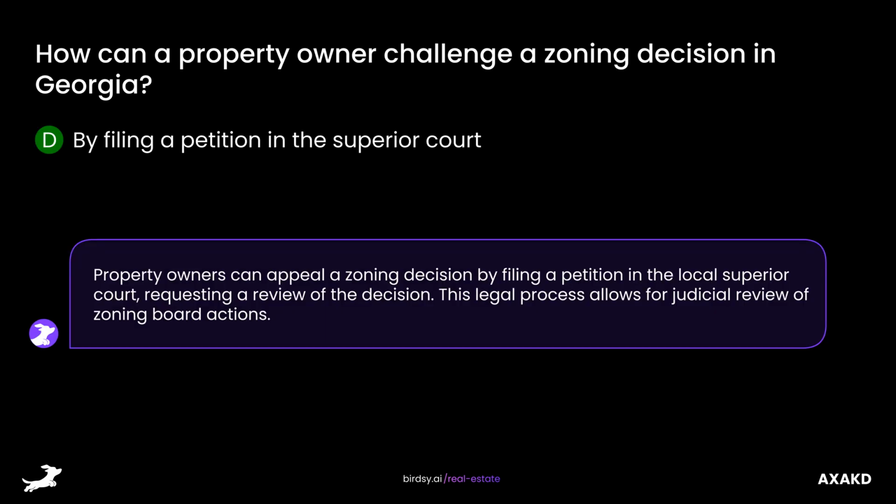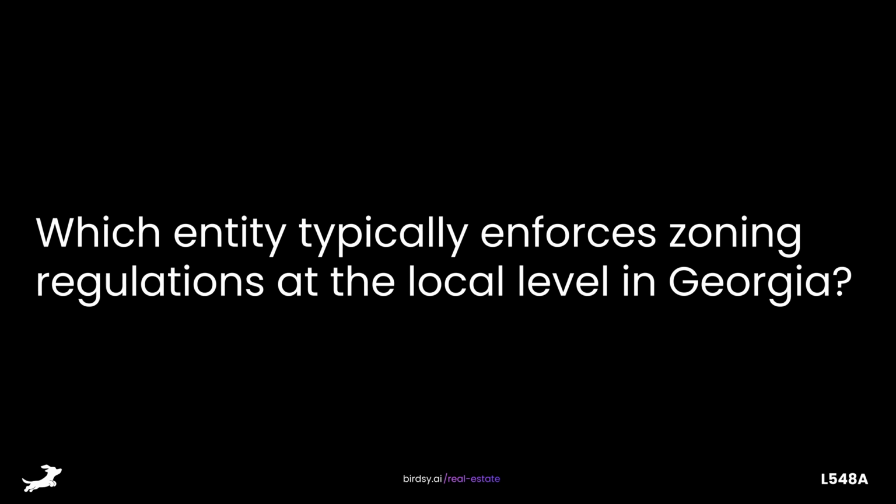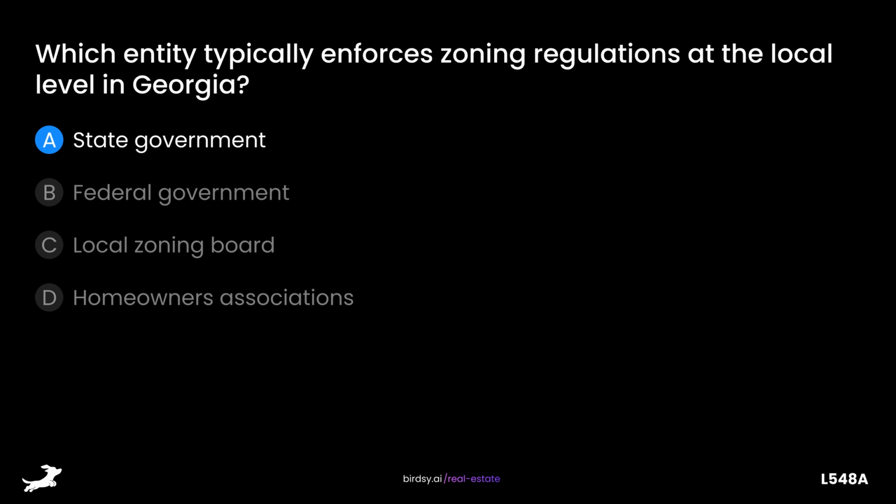Property owners can appeal a zoning decision by filing a petition in the local Superior Court, requesting a review of the decision. This legal process allows for judicial review of zoning board actions. Which entity typically enforces zoning regulations at the local level in Georgia? Is it A. state government? B. federal government? C. local zoning board? Or D. homeowners associations? The answer is C.